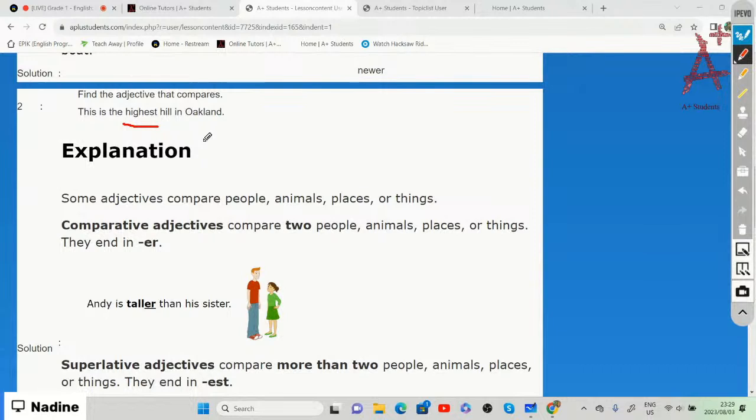So this is superlative. A superlative adjective compares more than two things, or places, or animals, or people, and it ends in est. So in this case, highest ends in est, so it is definitely superlative.